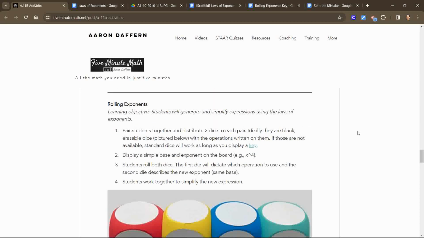Our next activity is called rolling exponents. And so what you want to do is pair students together.